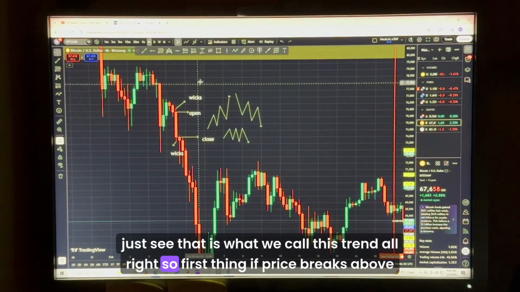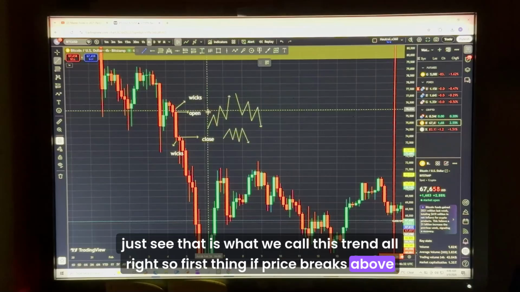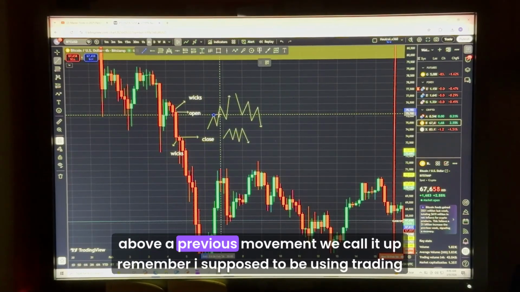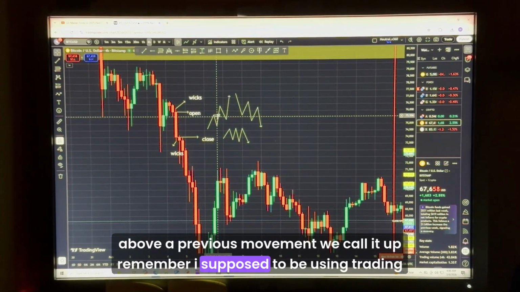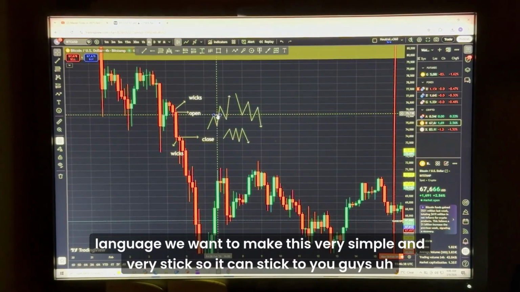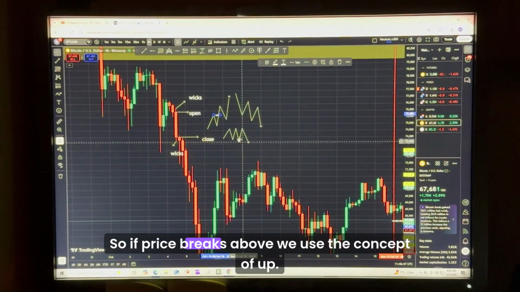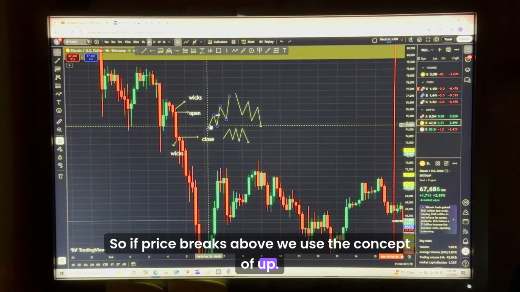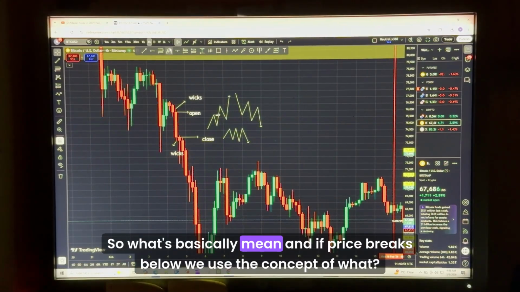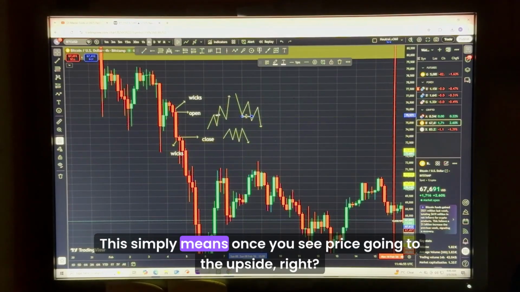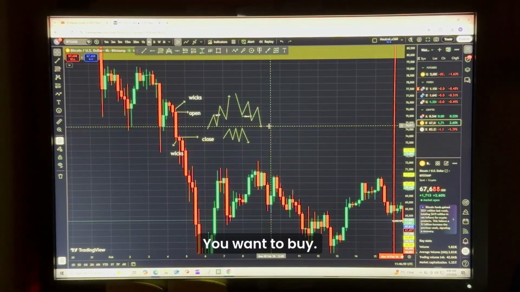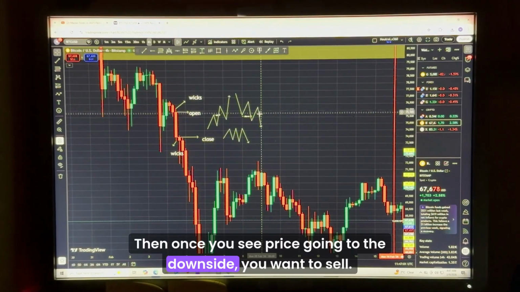All right, so first thing, if price breaks above a previous movement, we call it up. Remember, I'm supposed to be using trading language, but I want to make this very simple and very sticky, so it can stick to your brain. So we use the concept of up: if price breaks above, we use the concept of up, and if price breaks below, we use the concept of down. This simply means once you see price going to the upside, you want to buy, and once you see price going to the downside, you want to sell.